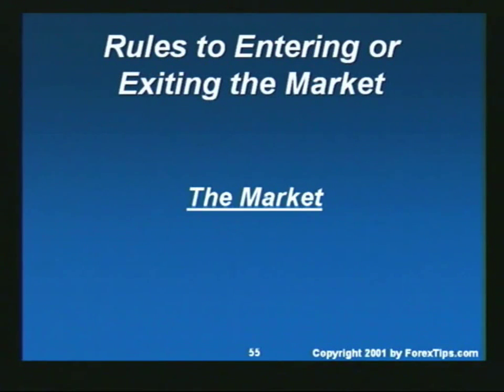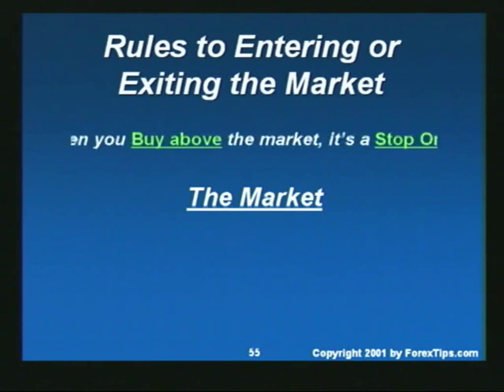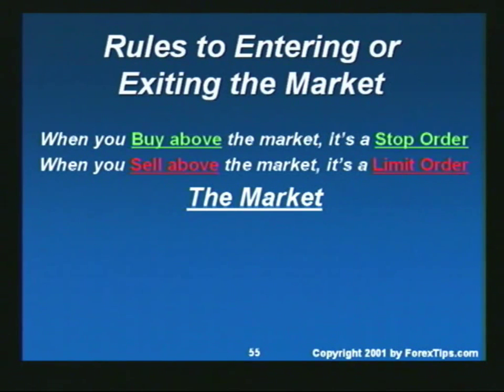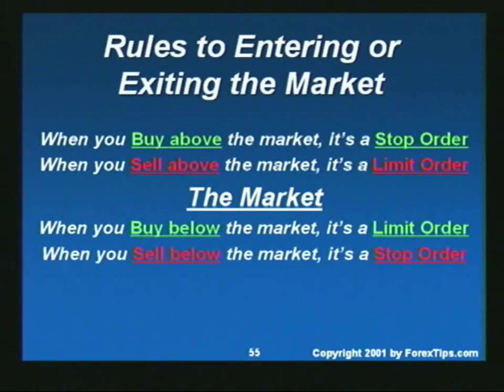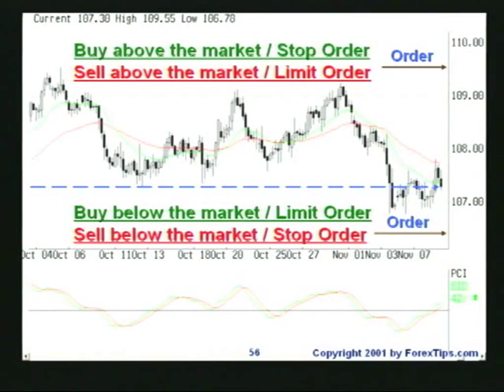Rules to entering and exiting the market. If you buy above the market, that order is called a stop order. When you sell above the market, that's called a limit order. When you buy below the market, that's called a limit order. And when you sell below the market, that's called a stop order. Now, if you want to ask me why, all I can say is those are the rules. When you buy above the market, it's a stop order. When you sell above the market, it's a limit order.